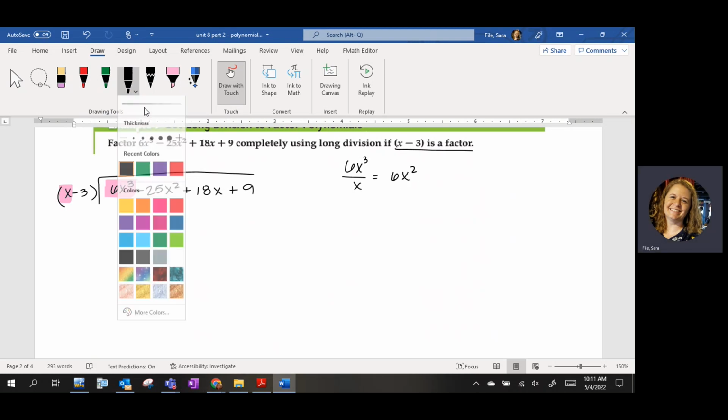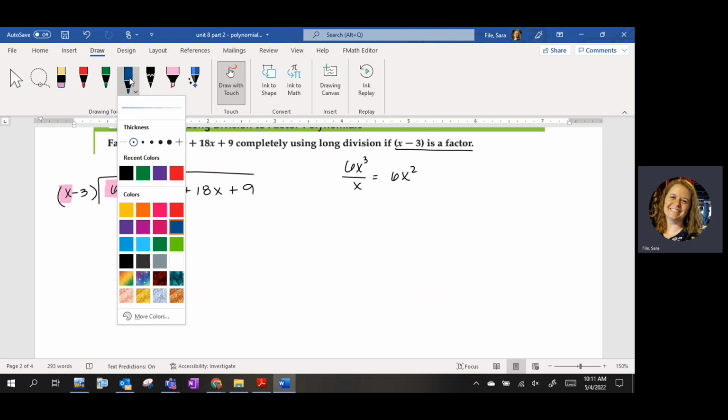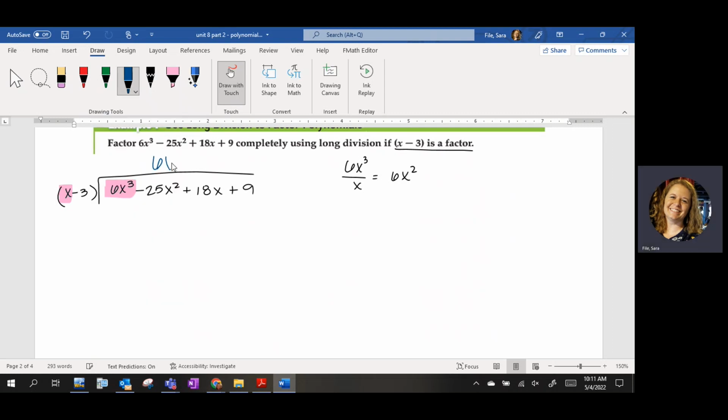So that's going to go in my quotient on top, and you align things. This is a squared, so it goes over the squared term. Then I multiply that by the divisor, just like I did when it was an integer. But this time my divisor is a binomial, so I have to distribute that to both terms in the binomial.